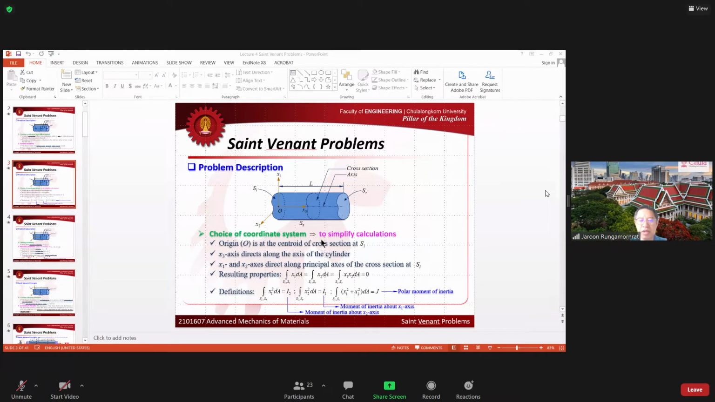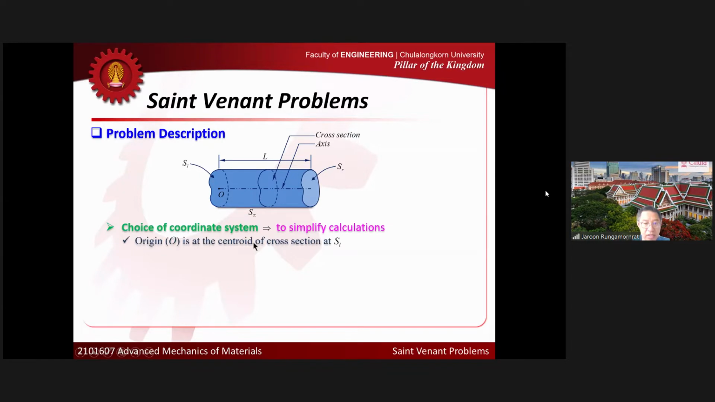Also talk about the choice of coordinate system that we will use in the analysis later. This particular choice of coordinate system is chosen to simplify the calculation. I choose the origin of the coordinate system at the centroid of the cross section at the left end of the body, and x3 is chosen to direct along the axis of the cylinder, so x3 pointing in this direction. x1 and x2, I chose them to direct along the principal axis of the cross section.